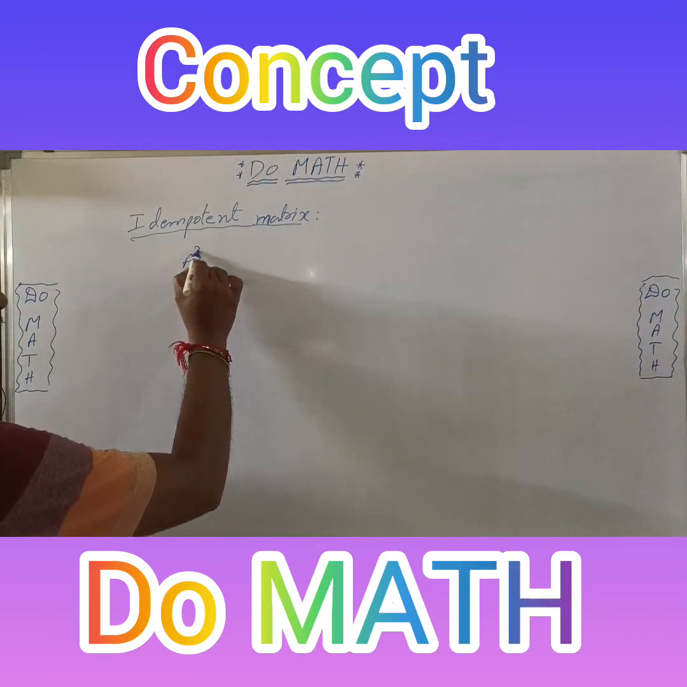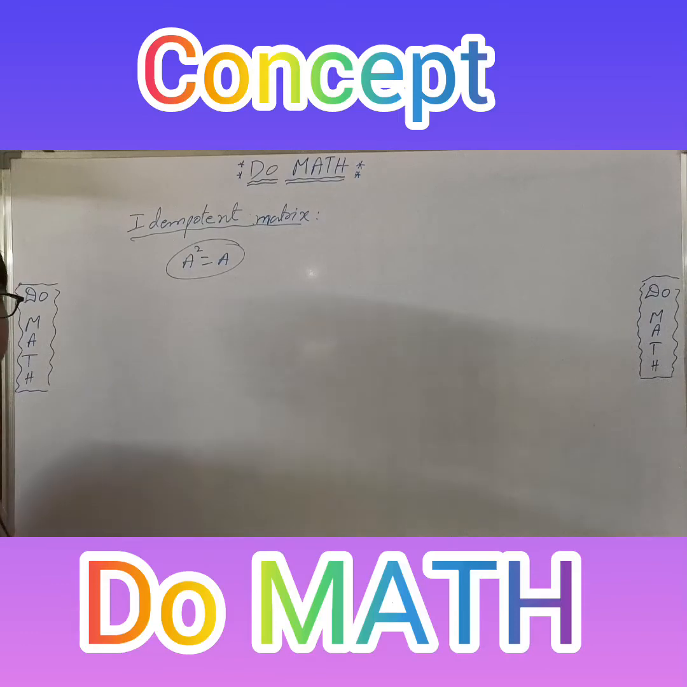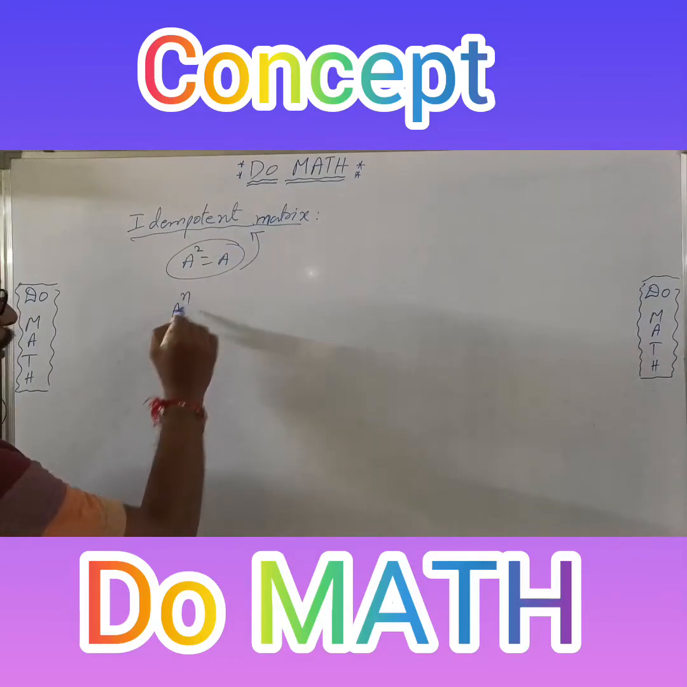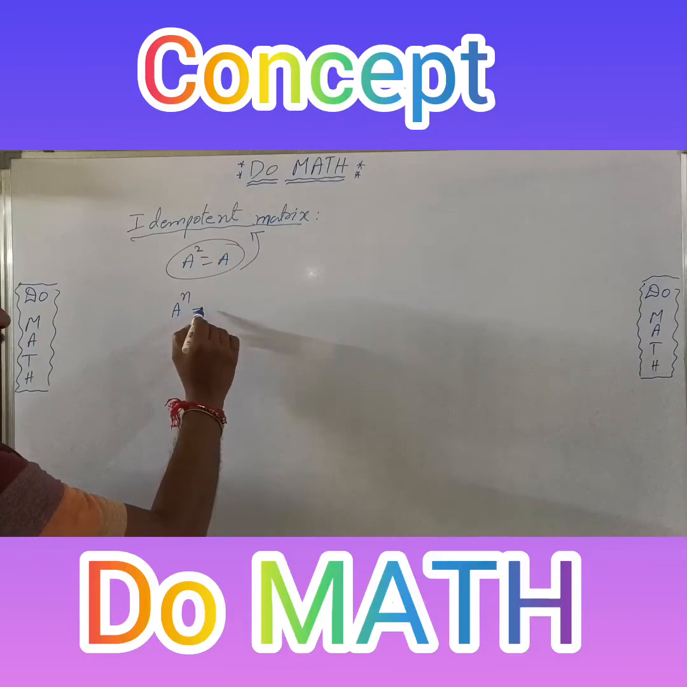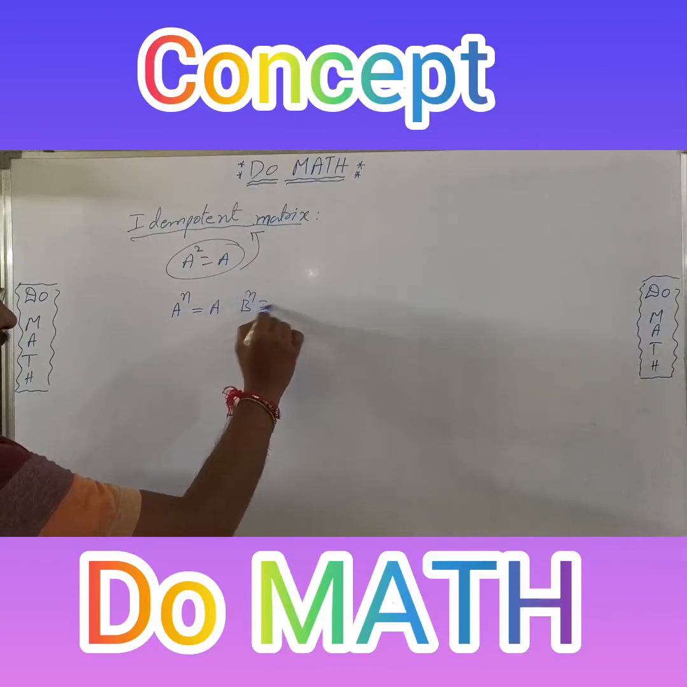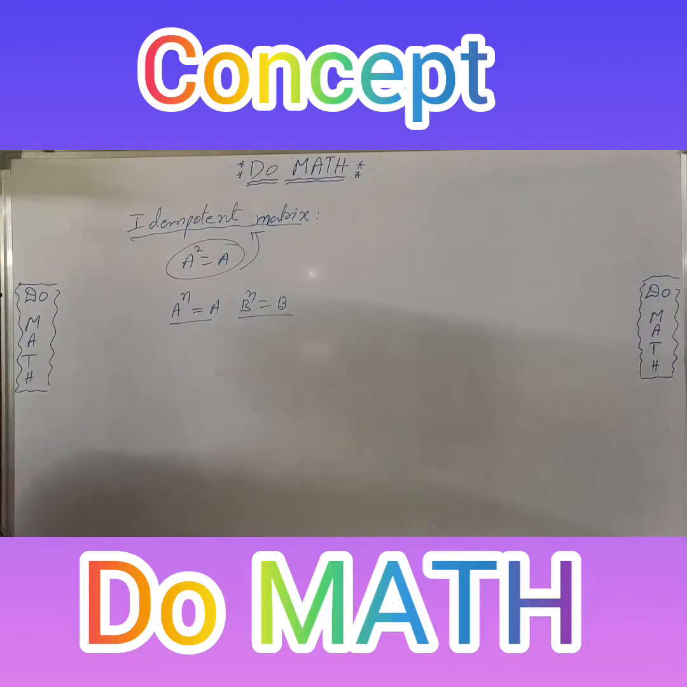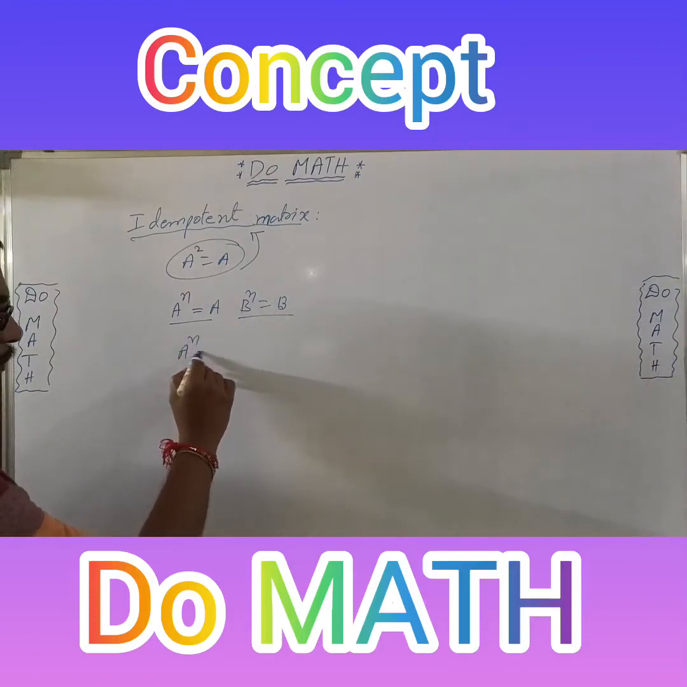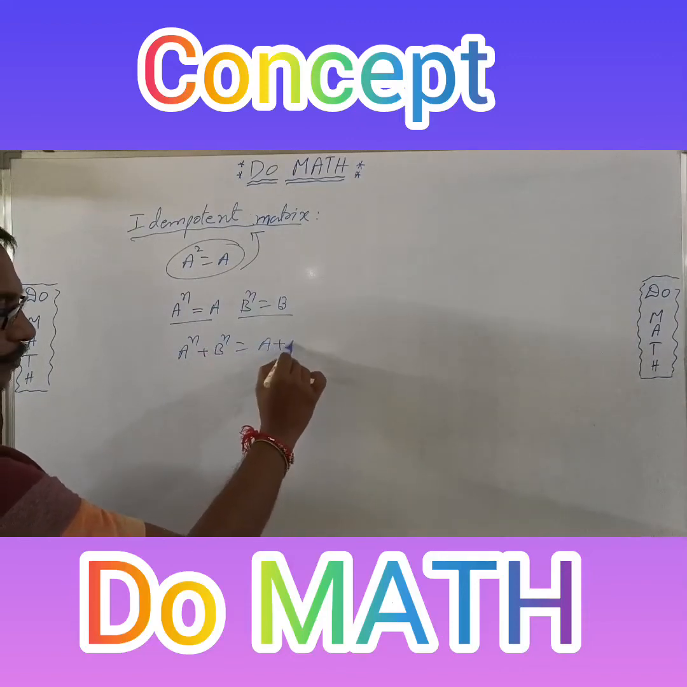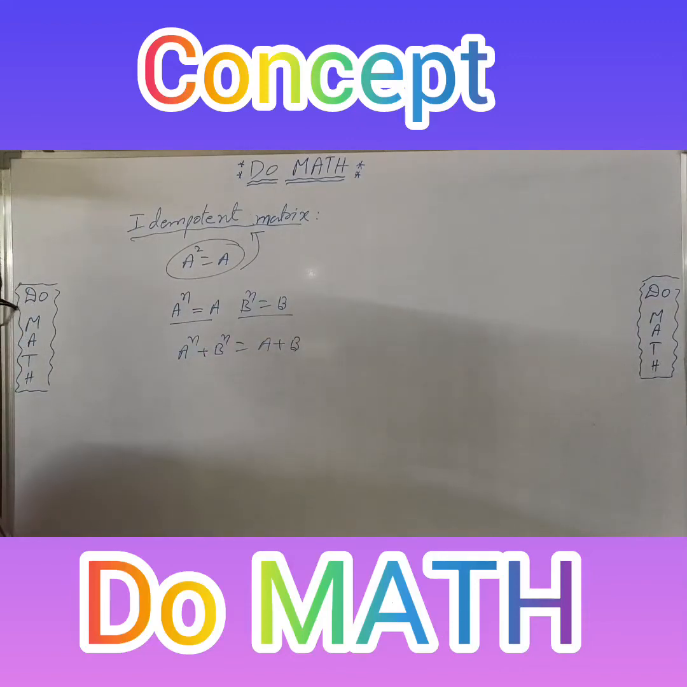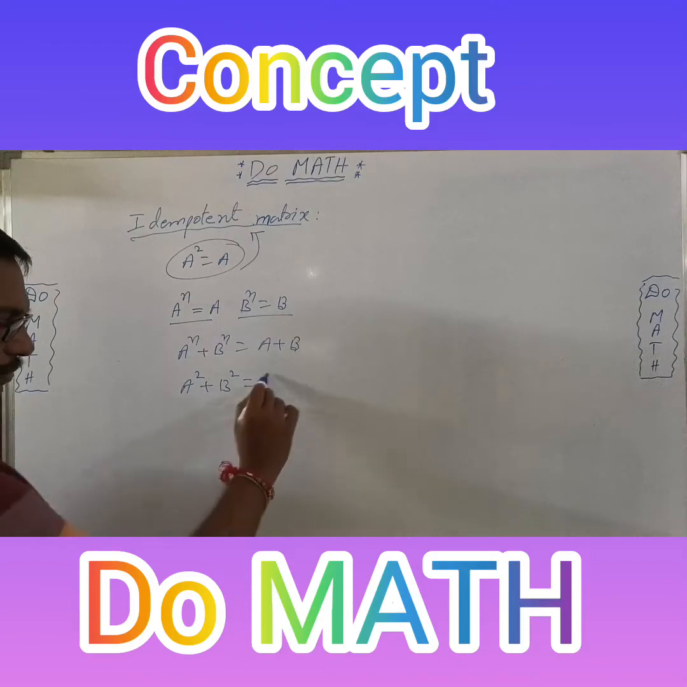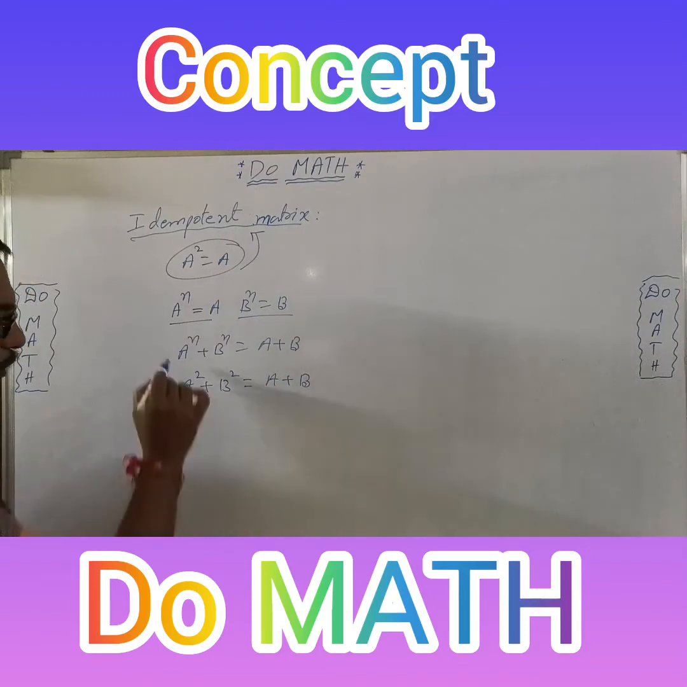If A square equals A, that is, the square of the matrix is again A, then the matrix is called an idempotent matrix. If A is an idempotent matrix, then A power n is A and B power n is B, where A, B are two idempotent matrices. Now A power n plus B power n should be written as A plus B, nothing but A square plus B square equals A plus B again. So we can take any n value in that formula.